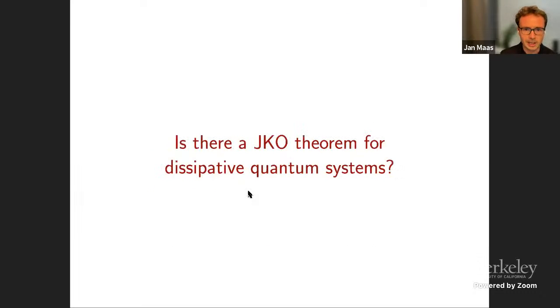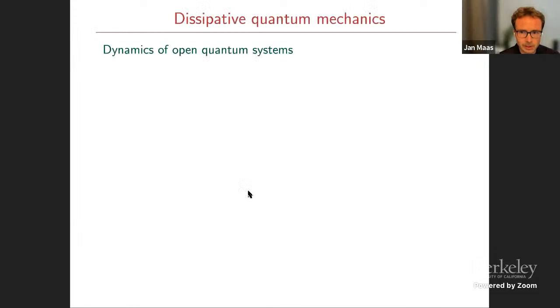Yeah, and kind of the natural question there is again, is there some version of the JKO theorem, so this gradient flow structure, in the setting of dissipative quantum systems, like for instance are studied in quantum information theory. So let me give you sort of a one-slide introduction to set the stage.